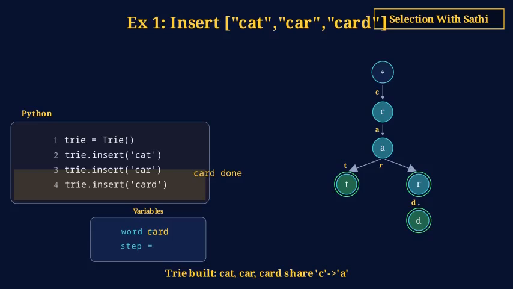Insert card. C exists, A exists, R exists, D does not exist, create it. Mark D as end. Prefix counts: C is 3, A is 3, R is 2, D is 1. Notice how C and A are shared by all three words.